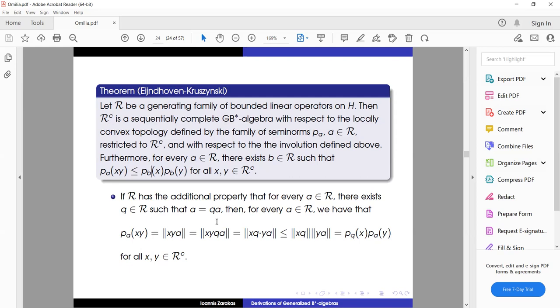If we make this assumption, then it is quite easy to show that the seminorms P alpha defining the topology of this GB-star algebra commutant that we saw before are actually giving us a smooth GB-star algebra. The topology here would be smooth in the sense that we said before. The P alpha remains also unaltered in the two parts of the inequality.